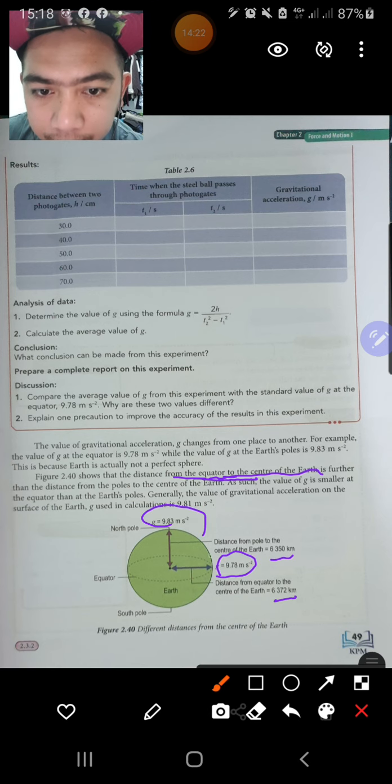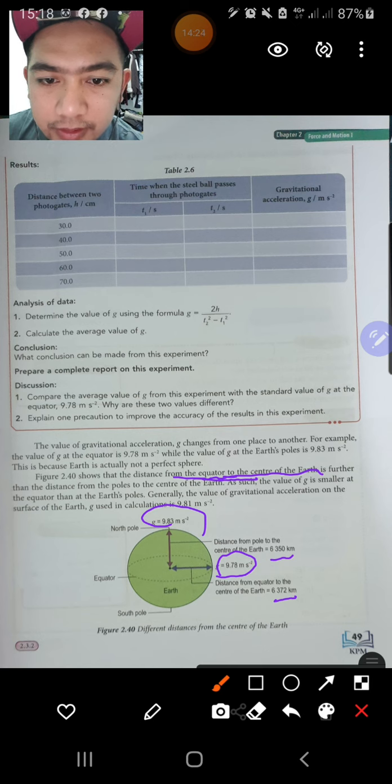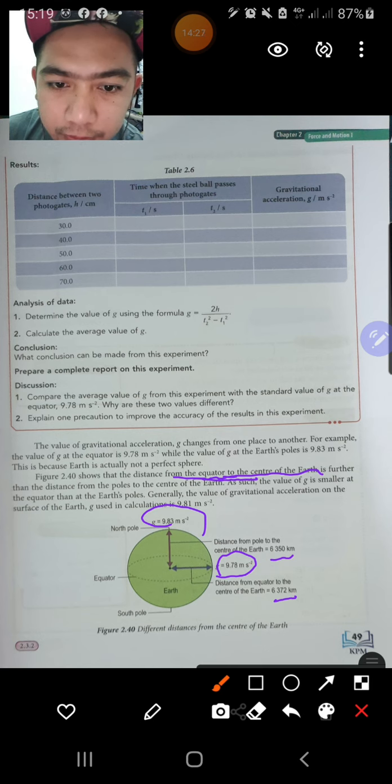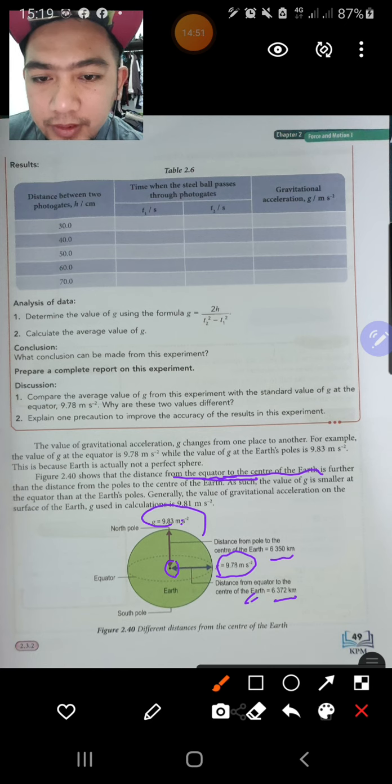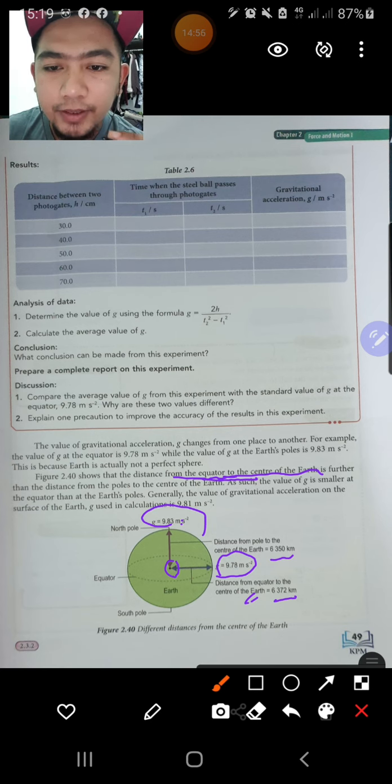Okay, mana lebih jauh? Distance pole kan? Pole lebih jauh. Equator lebih jauh daripada itu North Pole from the center of the earth. That's why semakin dekat dengan ni center, semakin tinggi dia punya value of g. Semakin you jauh, okay, this one is lebih jauh kan? That's why dia punya value of g is rendah daripada value of g in the North Pole.